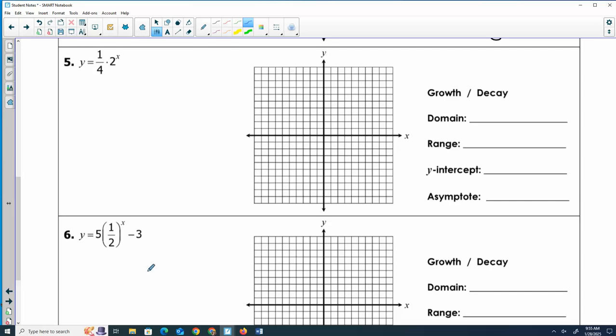I look at this. Growth or decay is decided by the number in front of x. The number in front of x is just 2. So what is this one going to be? Growth. So I know it should be a curve going up. That's what my graph's going to look like. All right, what's the domain? Always all real numbers.